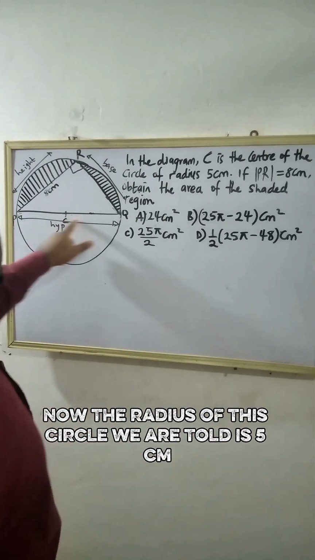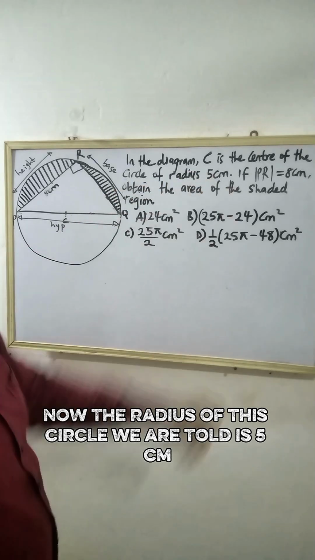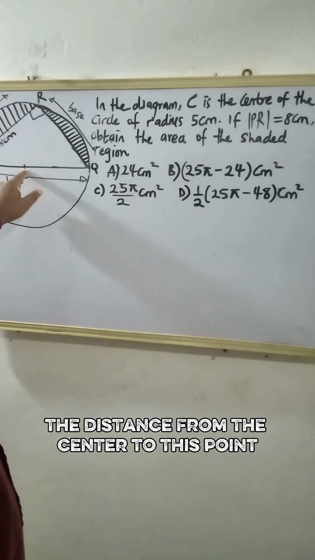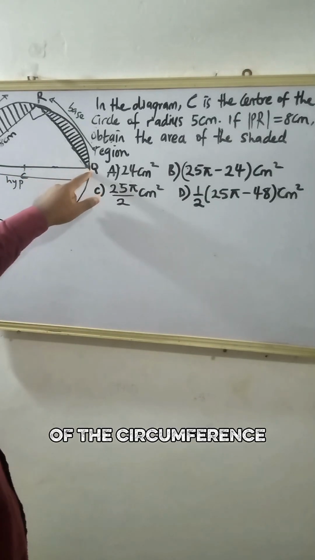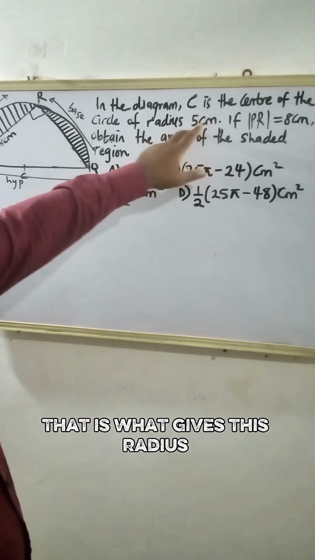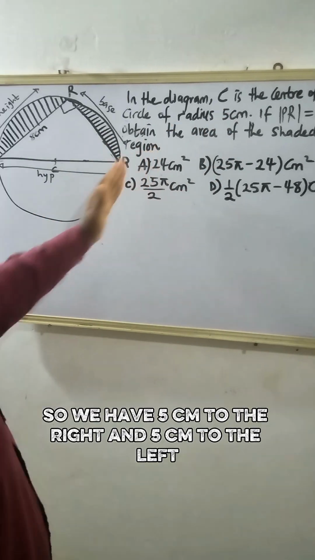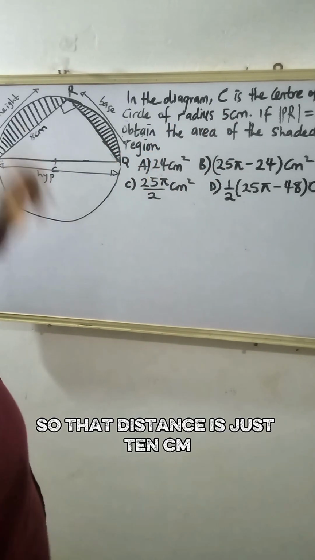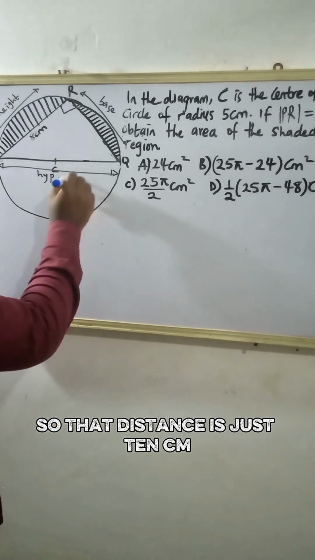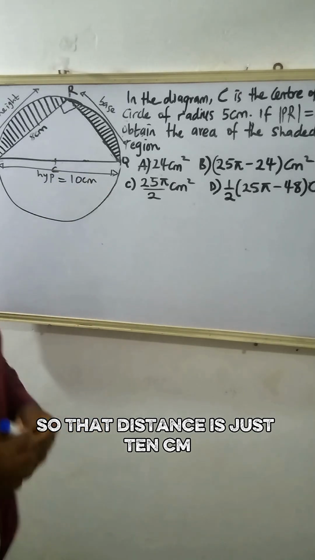Now, the radius of this circle we are told is 5 cm. And we know that the distance from the center to this point on the circumference is what gives this radius. So we have 5 cm to the right and 5 cm to the left. So that distance is just 10 centimeters.